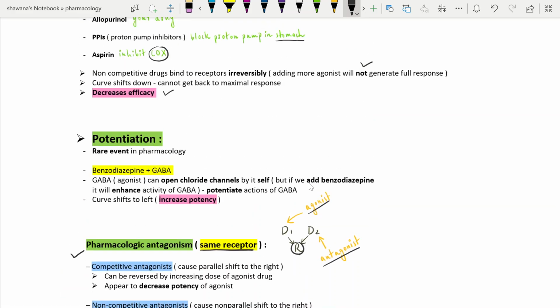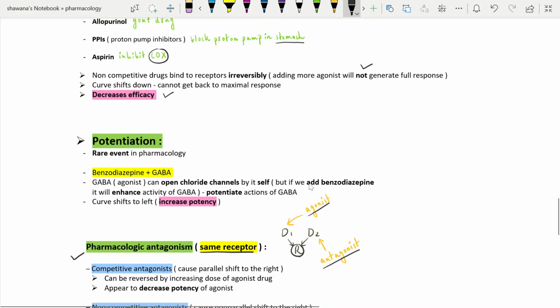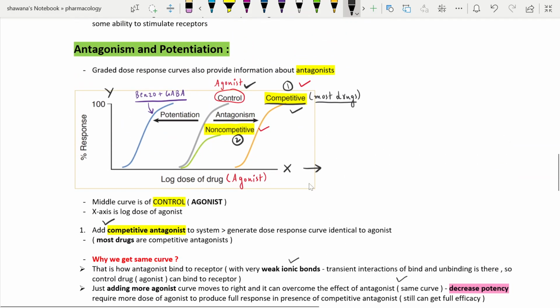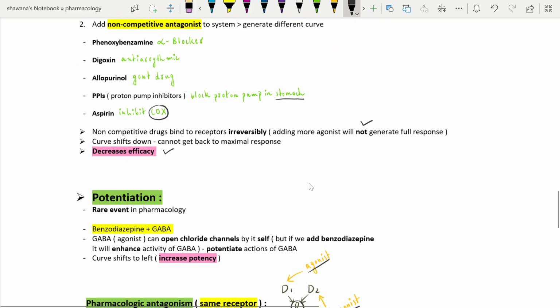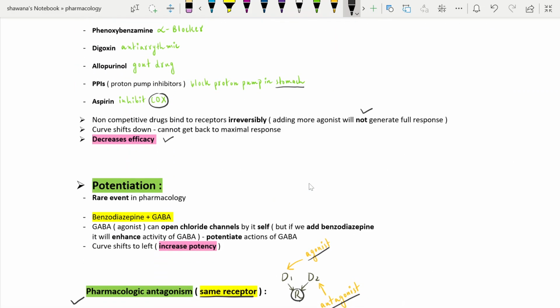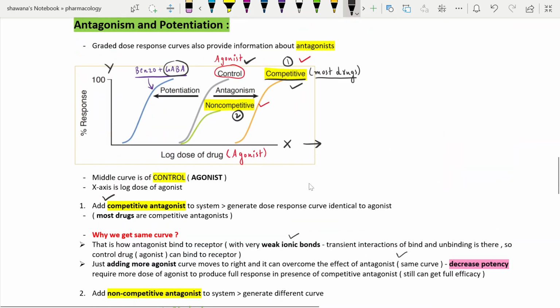Okay, what is potentiation? Potentiation is a rare event in pharmacology. Let's discuss it in this diagram with GABA. GABA is gamma aminobutyric acid. It's a chloride channel opener, right? It can open the chloride channel by itself. This is the graph for potentiation.